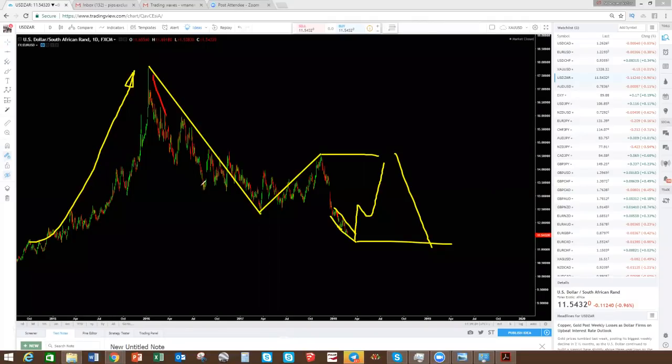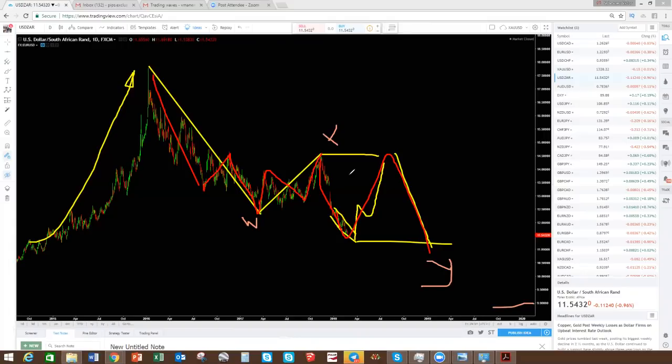This will still be a 1, 2, 3 move. 1, 2, 3, giving you this WXY move. Right, so in this case, it will not necessarily go to 9 because it's now a regular flat. But the question now is, where is it going to reverse? At this stage right now, it will have to give us indication and confirmation of reversal.